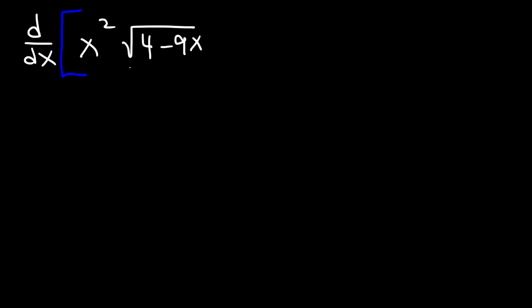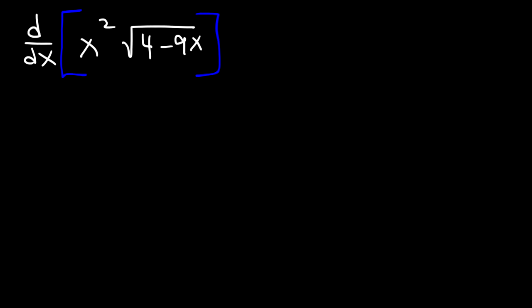Now let's work on another example. Feel free to pause the video if you want to try it. What is the derivative of x squared times the square root of 4 minus 9x? So once again, we need to use the product rule. And so you could rewind it if you need to look at the formula.